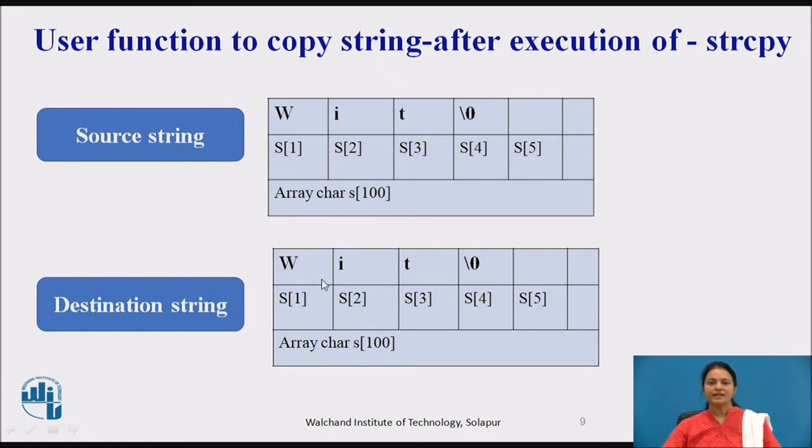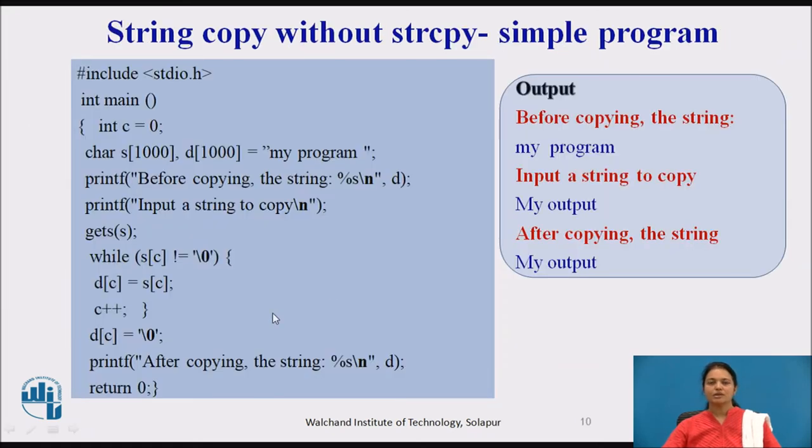Now we'll write a function for the string copy, that is the user function. You can see here include stdio.h; here there is no need of string.h. In main, a counter c is initialized, and then we have two strings declared, s1000 and d1000, and d1000 already has my program in the destination.